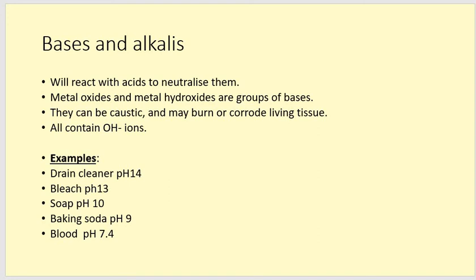And examples of this are drain cleaner, bleach, which you put down a toilet, soap, baking soda, which you can use to make cakes grow, specifically gingerbread, I believe, and your blood is slightly alkaline. It's pH 7.4. Remember, 7 is neutral, so it's slightly alkaline. Okay, so that's some interesting examples. I said to make sure you know some of those, and please make sure you've got some notes or some flashcards or a poster or a mind map, whatever works for you.